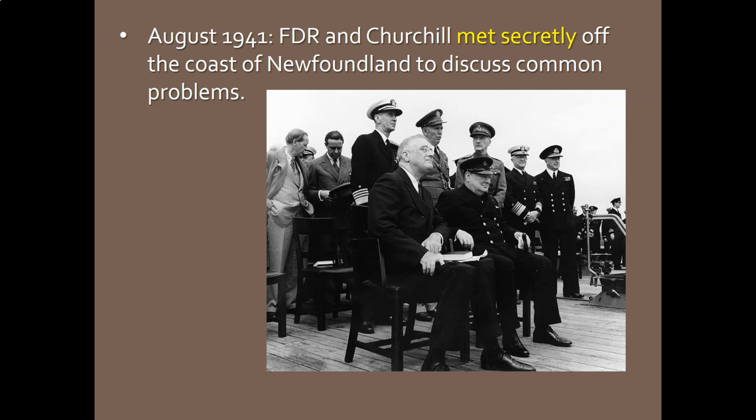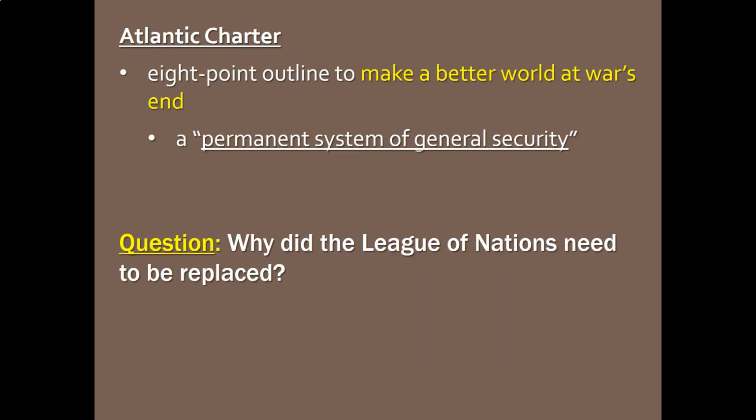This was a top-secret meeting. In fact, the press had been told that Roosevelt was going on vacation at sea, taking a little cruise. And he was taking a little cruise, I guess, but he was going to meet Winston Churchill. And there they're discussing some common problems facing their countries, but also what we could do to make the world a better place once this war is over.